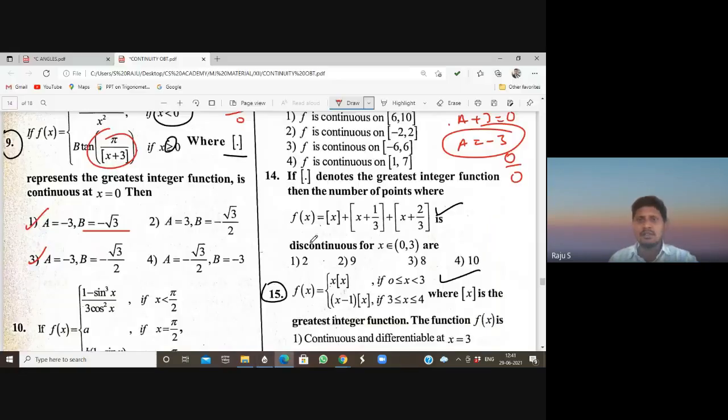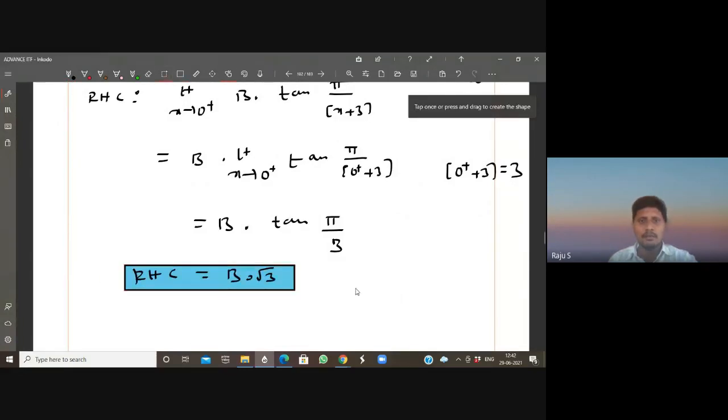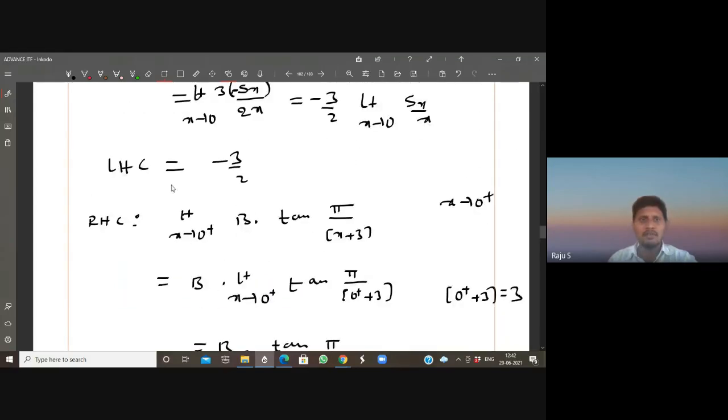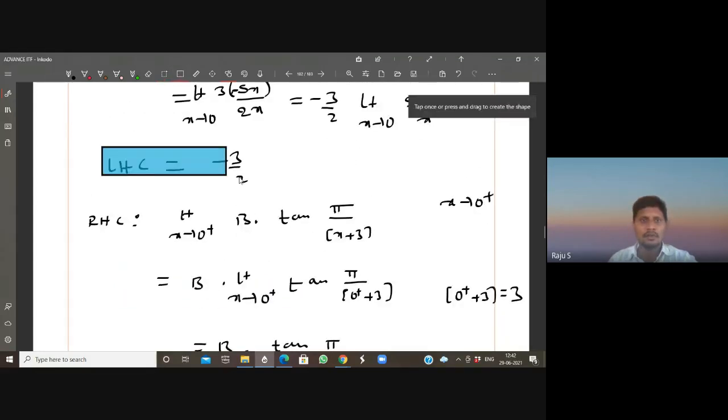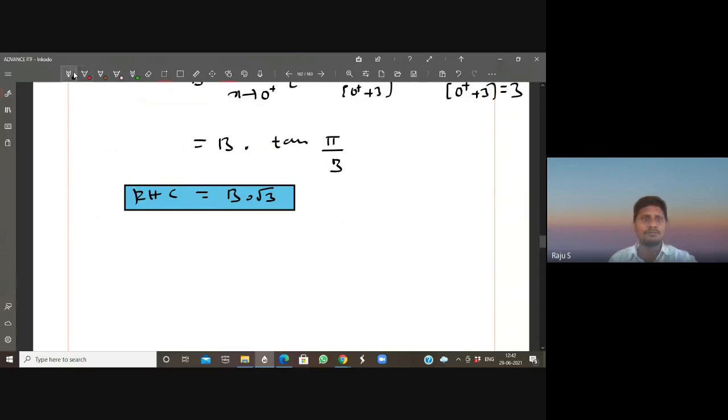But in the given question, they have said it is continuous at x is equal to 0. Yes, clearly they have given that it is continuous at x is equal to 0. Now we have to equate LHC equal to RHC. This is the RHC, b into root 3. The LHC value we got as minus 3 by 2. We have to equate both. So b root 3 is equal to minus 3 by 2.